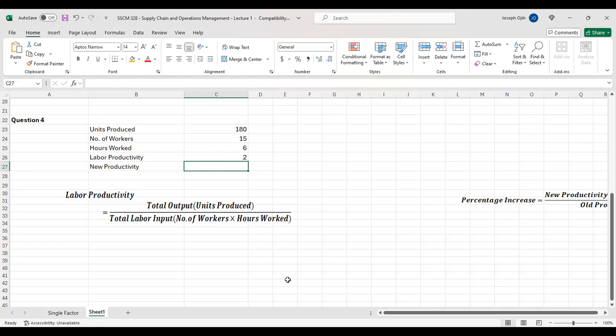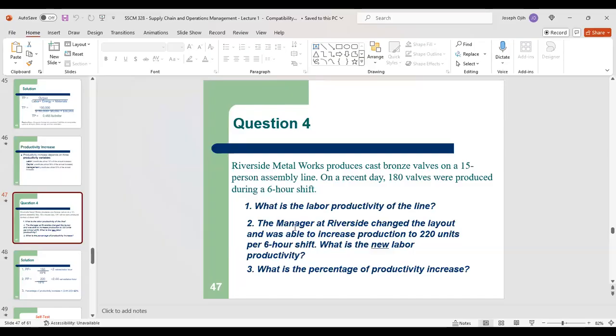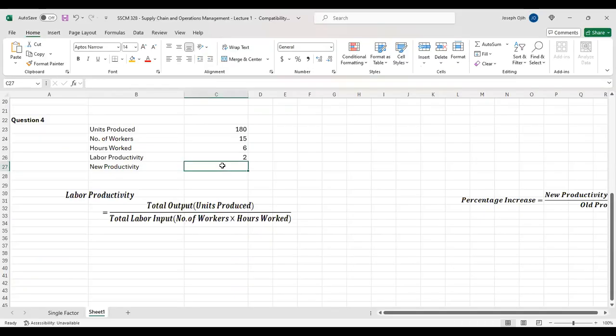Now, the next thing they want us to calculate is this: the manager at Riverside changed the layout and was able to increase production to 220 units per 6-hour shift. What is the new labor productivity? After the layout was changed, the new labor productivity equals units produced. We have the formula here already, so I'm going to copy this and paste it here, since we calculated it before.